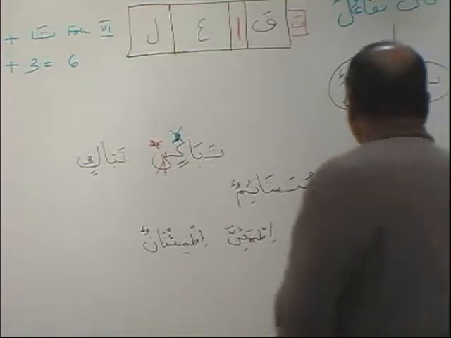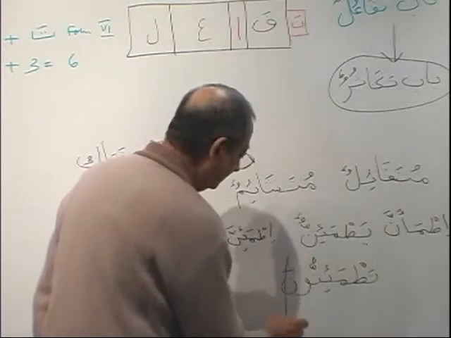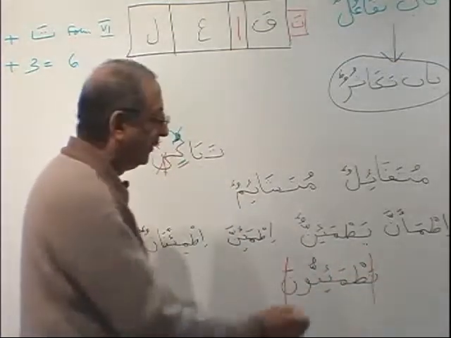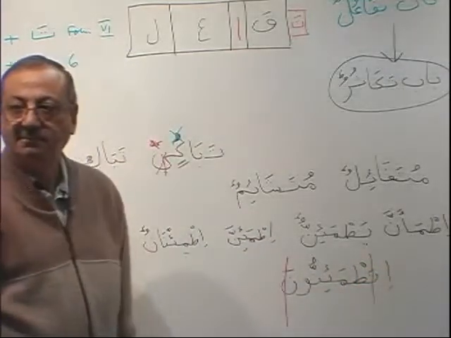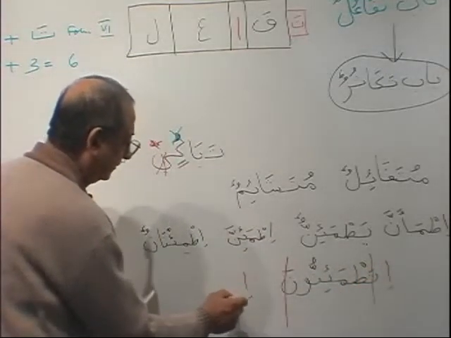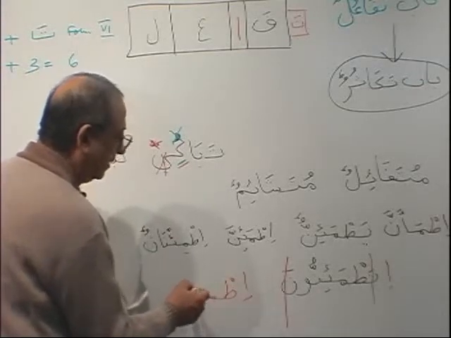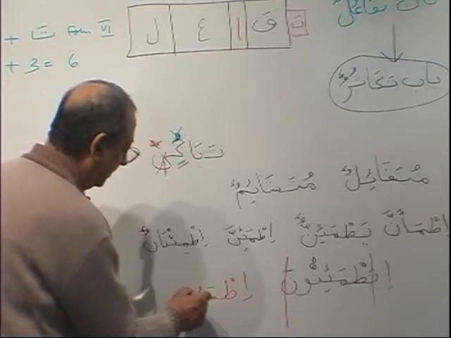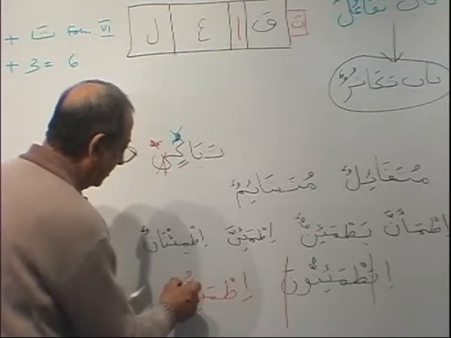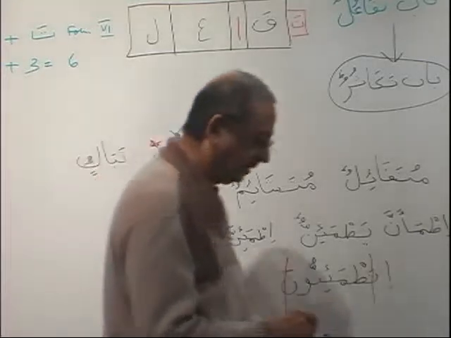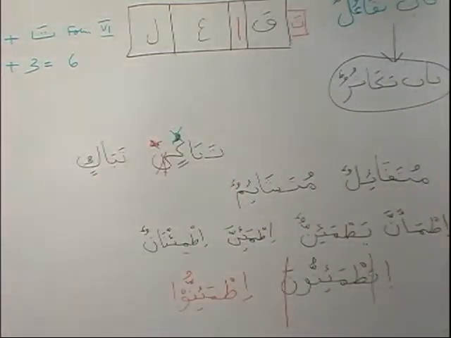How will you make amar, Brother Hassan? And you will bring alif. Itma'innu. Are you with me, brothers and sisters? How will you define it? Fi'lu amrin mabniun ala hadfi nun. And where is the fa'il? Al-waw. So can you see? Itma'innu. Be calm. Be rest assured. Ya ikhwanu.